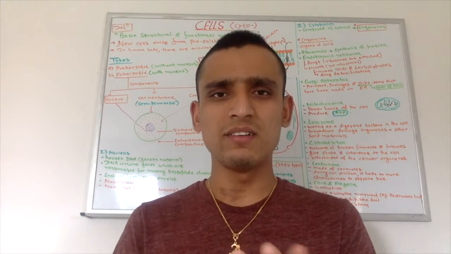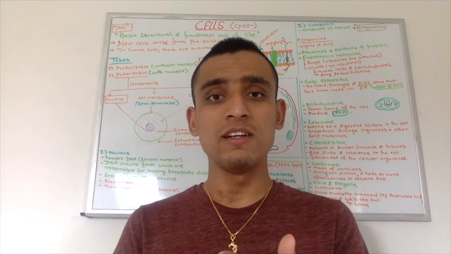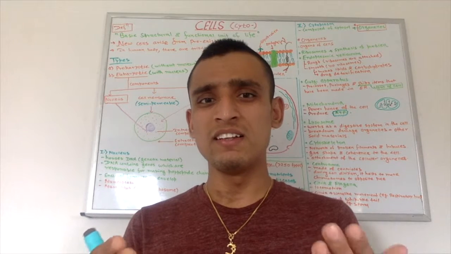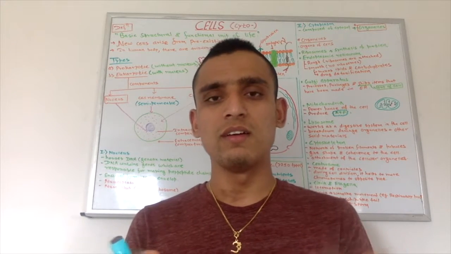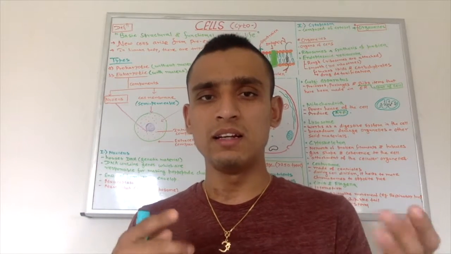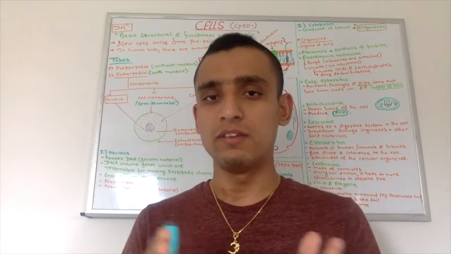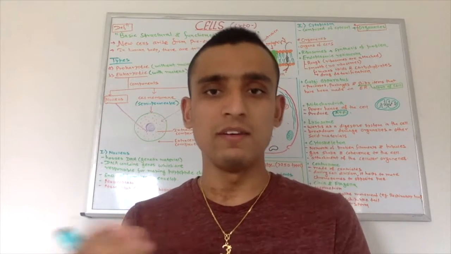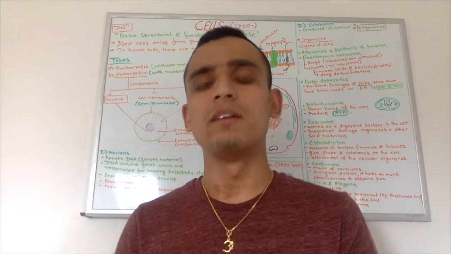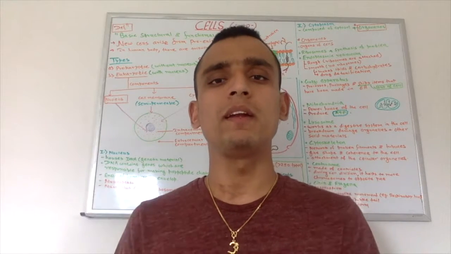And the flagellum, on the other hand, is a whip-like structure, and in humans it is present in the sperm cells. It helps the sperm swim and reach the egg for fusion, and then fertilization takes place. The flagellum is basically for movement. Now, this is about the cellular components.